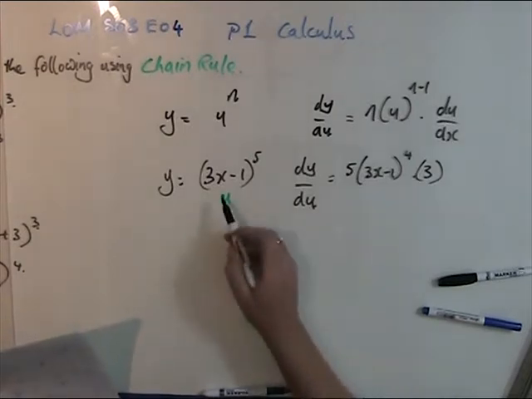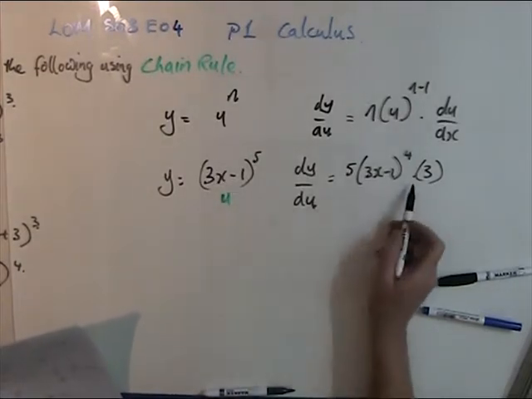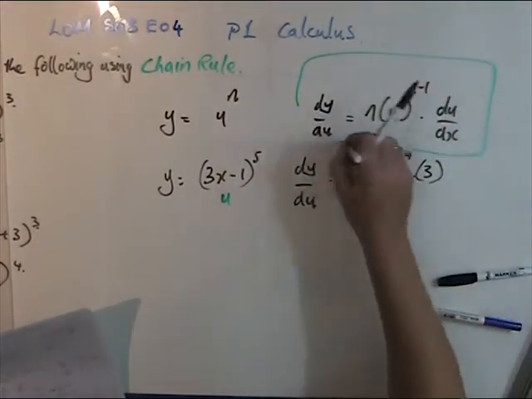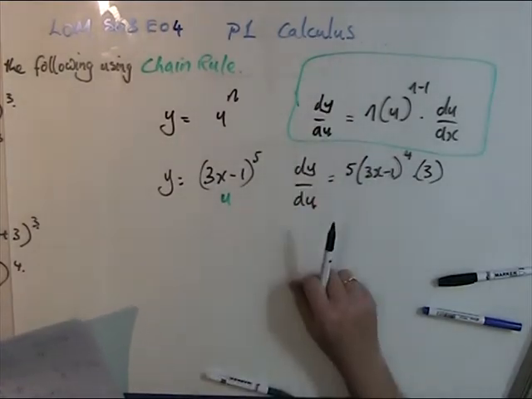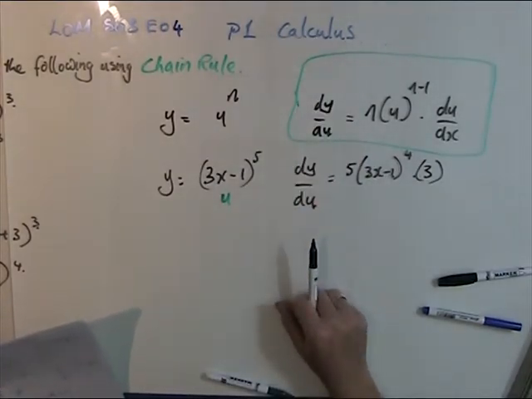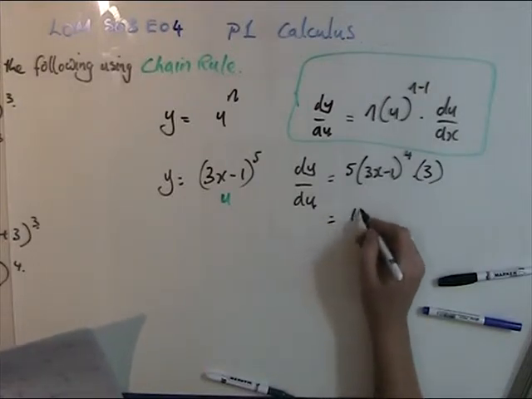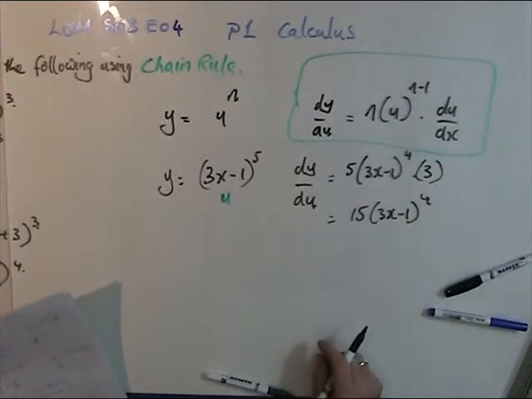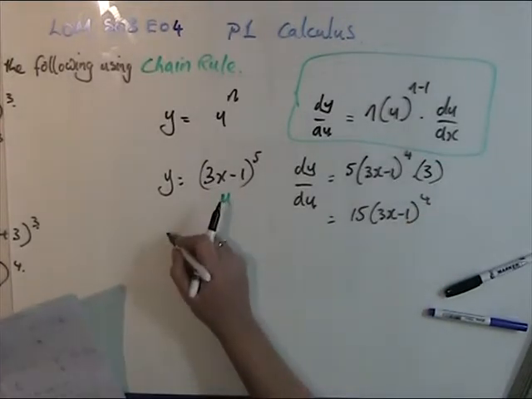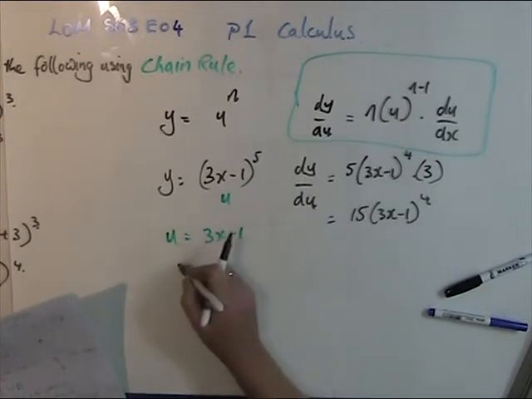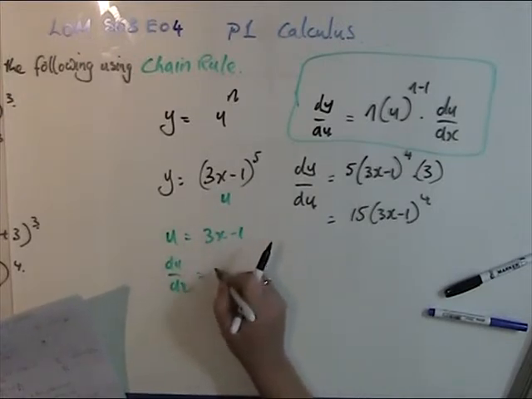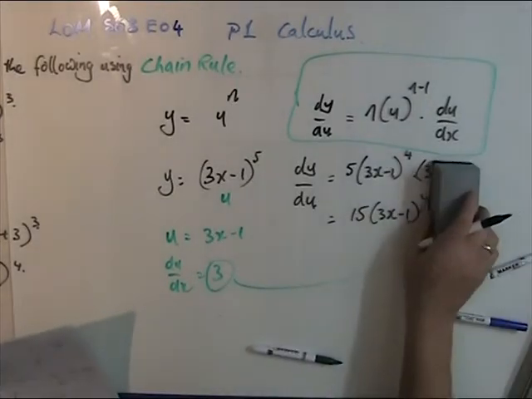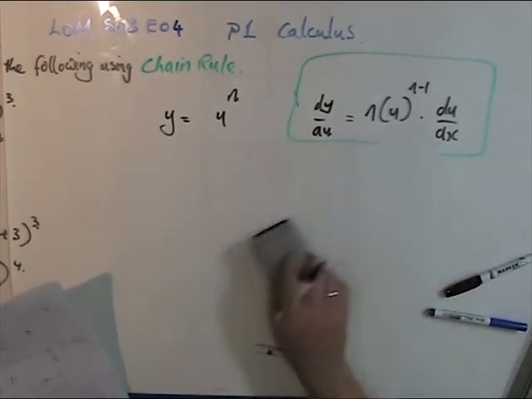Did you see that? So you're getting the derivative of the inside of this and you're multiplying by the derivative. As the formula says up here, this is the rule. Now it hasn't been written in the log tables, but that's how you do it. So you'd end up with 15 times 3x minus 1 to the power of 4. So remember that u is equal to 3x minus 1, du dx is equal to 3, and we put that in here. Right. Let's have another look at another one.